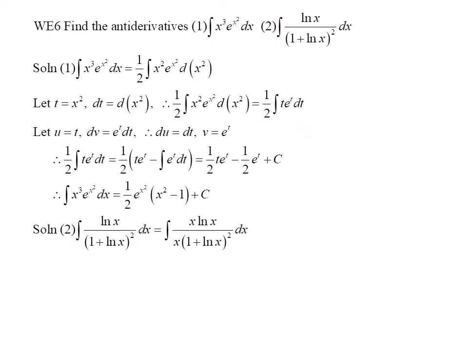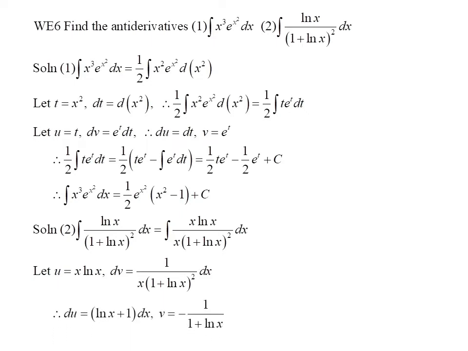As for the second antiderivative, since it is written as the integral of x ln x over the product of x and (1 plus ln x) squared dx, we let u equal x ln x and dv equal 1 over the product of x and (1 plus ln x) squared dx. That gives du equals (ln x plus 1) dx, and v equals negative 1 over the sum of 1 and ln x.